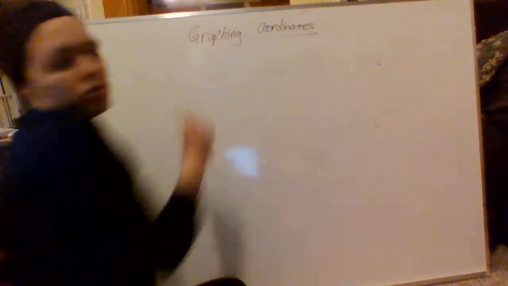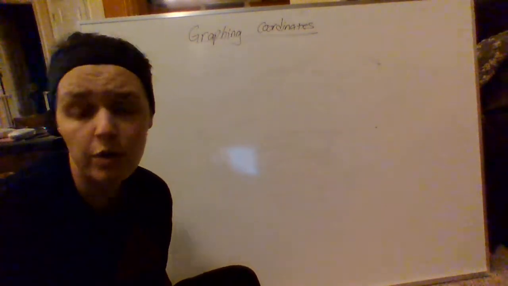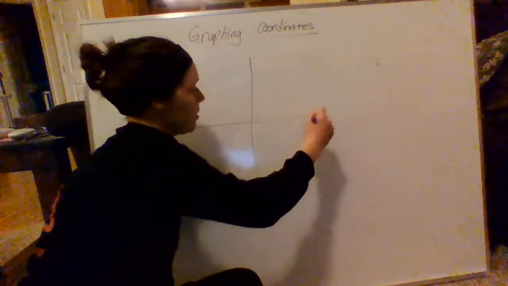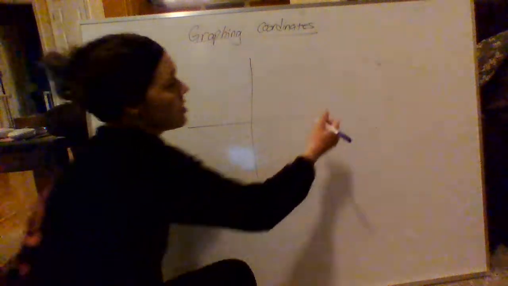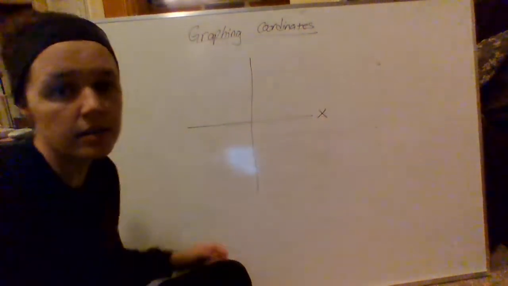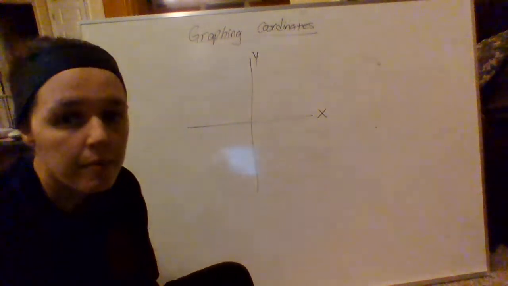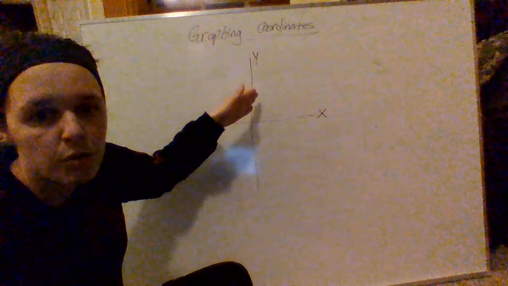Okay, so yesterday we talked about the coordinate plane, and let's do a really quick review of it. A coordinate plane, if you remember, is made up of two number lines that cross perpendicular to each other. This axis was called the x-axis, and this one was called the y-axis. So the number lines have their own names. This is x, this is y.